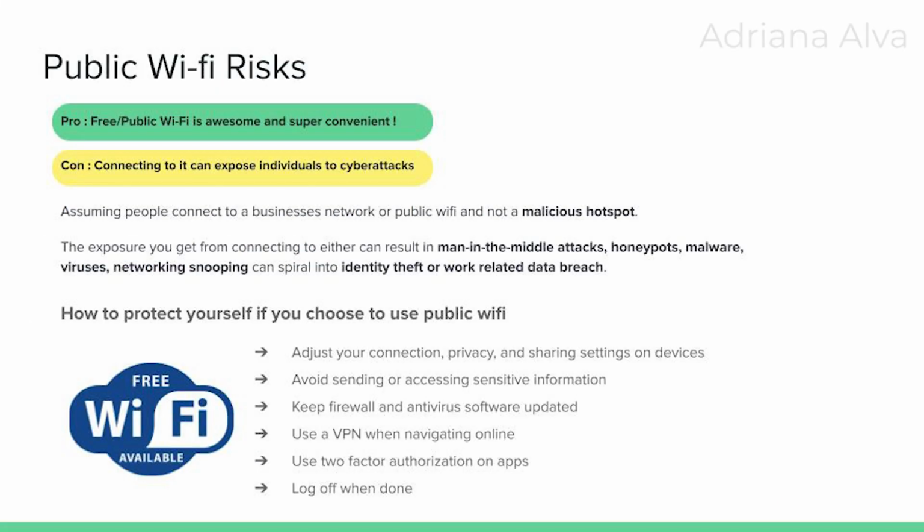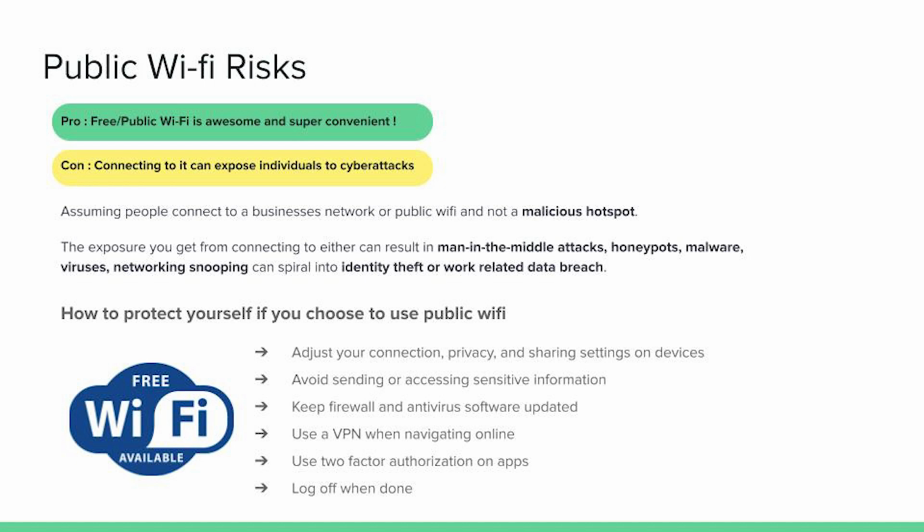Public Wi-Fi risk. There are pros and cons to using public Wi-Fi. A pro is that free and public Wi-Fi is awesome and super convenient on the go, and a consequence of it is that connecting to it can expose individuals to cyber security attacks. Assuming people connect to a business network or public Wi-Fi and not a malicious hotspot, the exposure you get from connecting to either can result in man-in-the-middle attacks, honeypots, malware, viruses, network snooping, and all of that can spiral into identity theft or work-related data breaches.